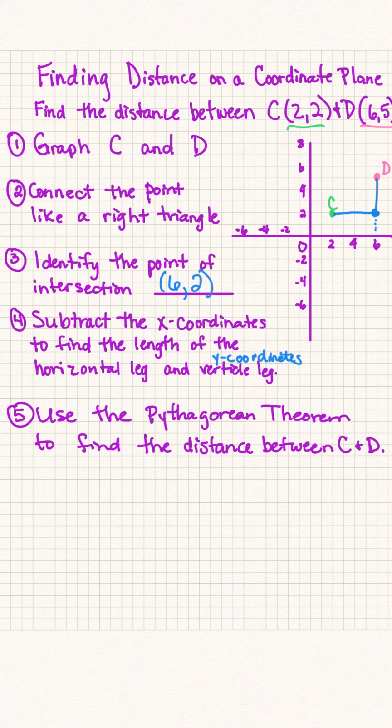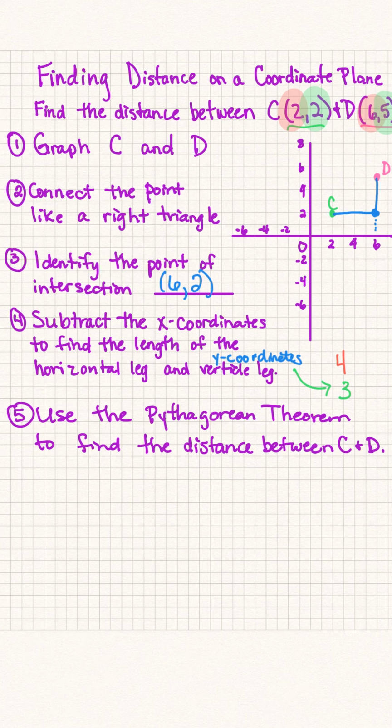So for example, the x coordinates are 6 and 2. So we subtract those two. 6 subtract 2 is 4. And then if we subtract 5 and 2, the y coordinates, that's going to equal 3.